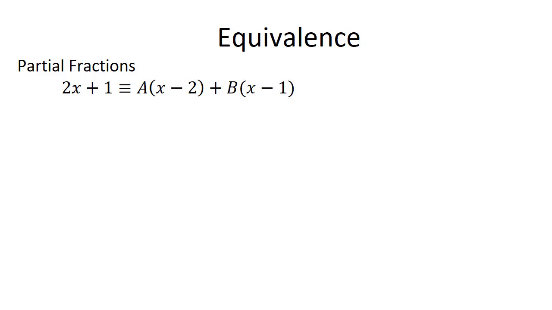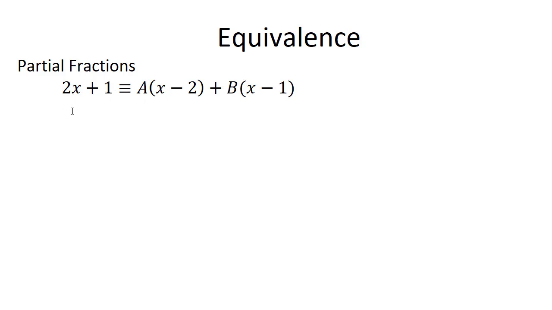And so you have two methods if you realize it's an equivalence, not an equation. An equation would be solved to find a value of x or two values of x. This is saying for all values of x it's the same.